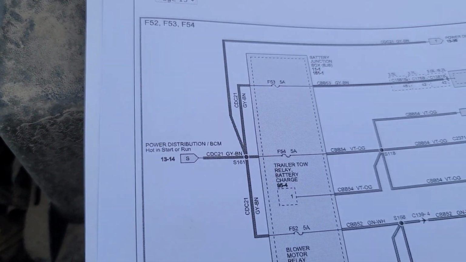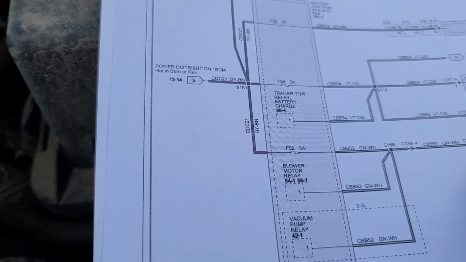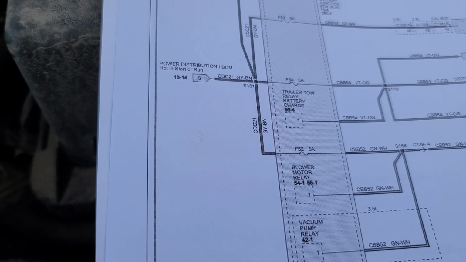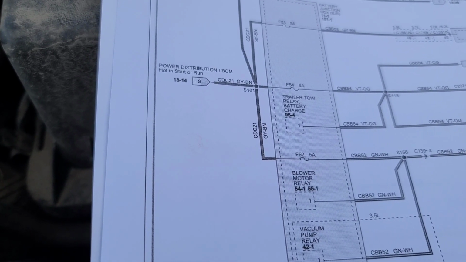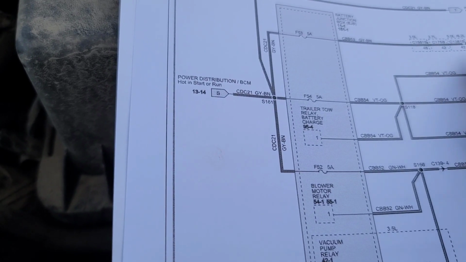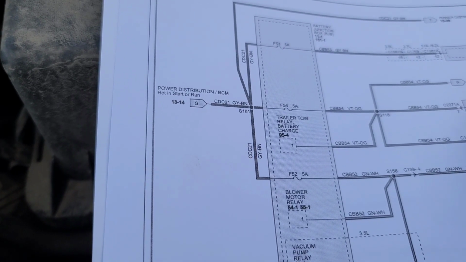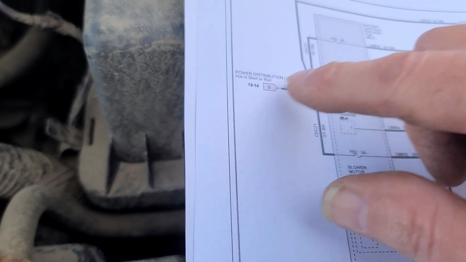Here's the circuit. So 53, 54, 52. 52 feeds power to the power steering control module. 54 feeds power to the anti-lock brakes and the transfer case control module. 53 feeds power to the PCM, but the PCM has multiple powers, so it might have a backup plan. And that comes from 13-14, which is on the next page here.